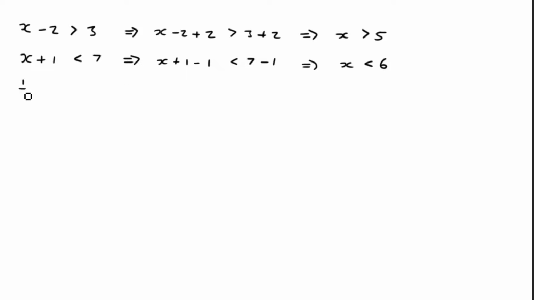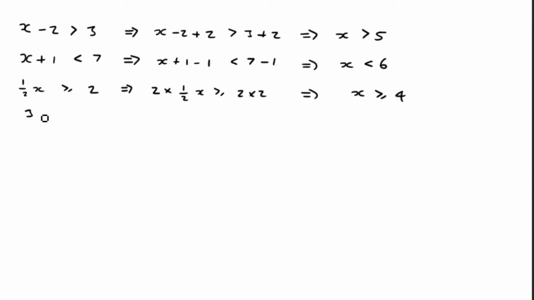If we had 1/2 of x is greater than or equal to 2, it's a perfectly valid operation to multiply both sides of this inequality by 2, so that we can conclude that x is greater than or equal to 4.